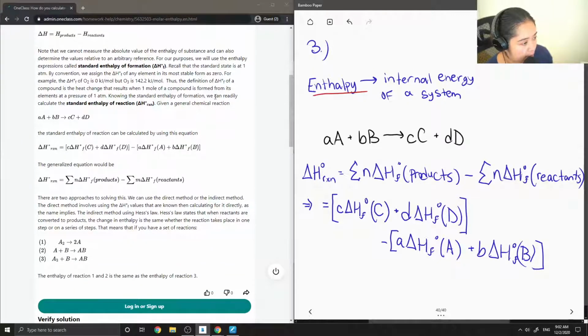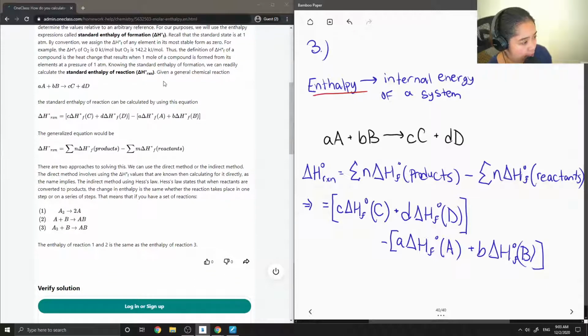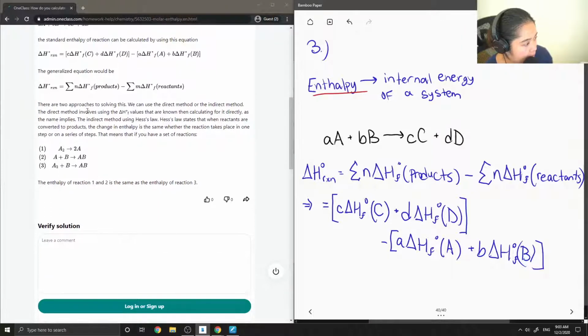Knowing the standard enthalpy of formation, we can readily calculate the standard enthalpy of reaction given a chemical equation. Okay, so here they just show the general chemical equation that I have also written down, and also the standard enthalpy of reaction equation as well. The generalized equation would be the following. There are two approaches to solving this. We can use the direct method or the indirect method. So I showed the example for the direct method.